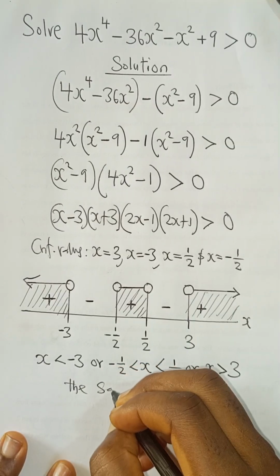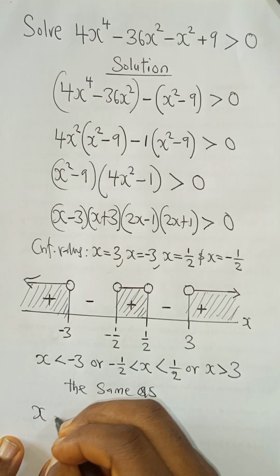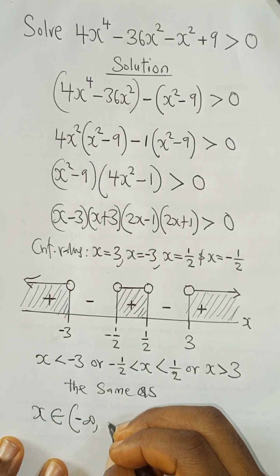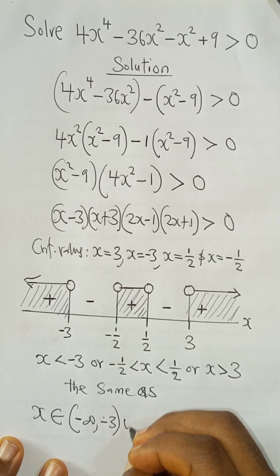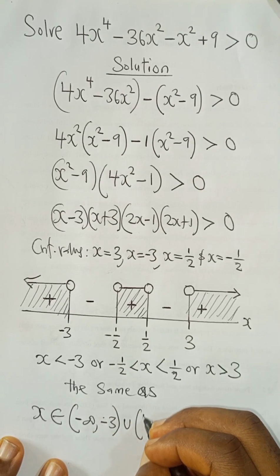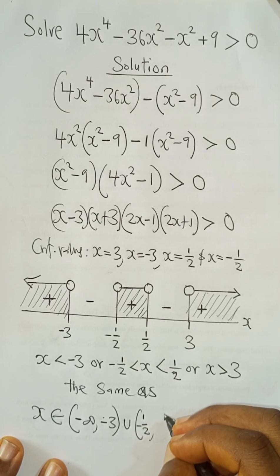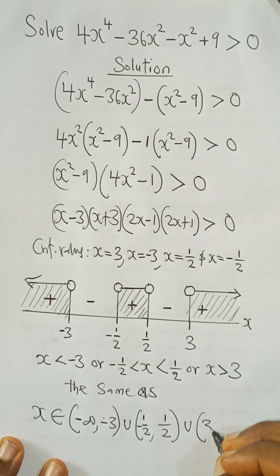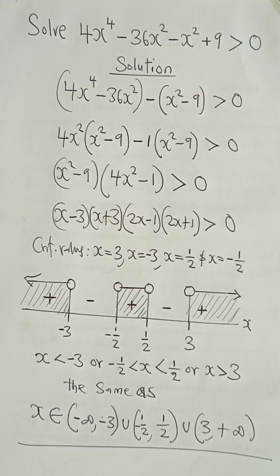The same as, we can say that s is a member of, from negative infinity to minus 3, not inclusive, union, from minus 1 over 2 to 1 over 2, union, from 3 to positive infinity. This is the solution. It's either you are using this or this, depending on where you are.